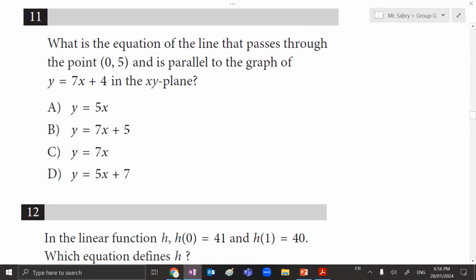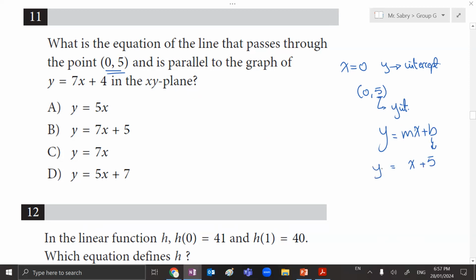11. What is the equation of a line? So again, linear. The equation of a line that passes through this point. Now before I continue, when they give me an x equal to 0 at any point, it means the y that comes with it is the y-intercept. So when they give me 0, 5, it means that the 5 is already the y-intercept. So if I want the equation, it's already the b, because b is the y-intercept, so I'll put 5 in place of b.